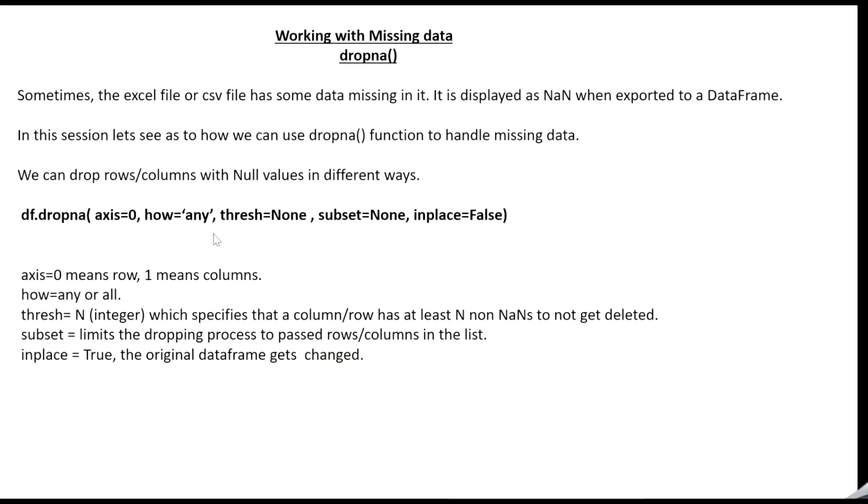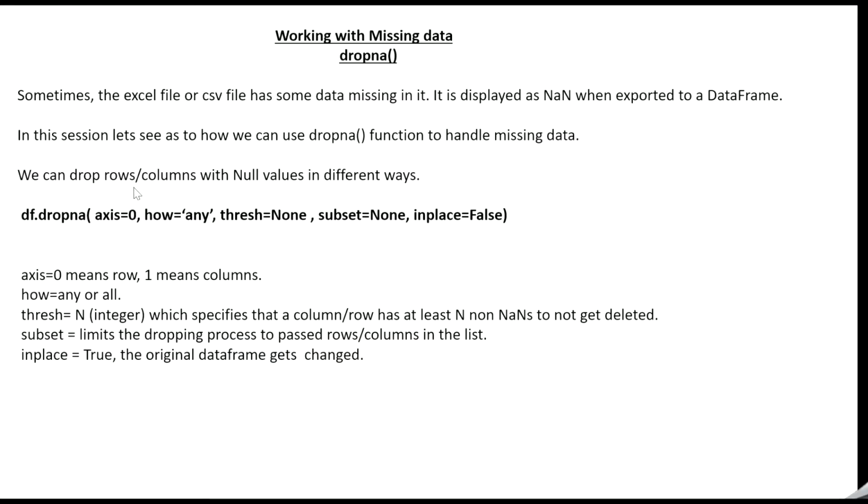Sometimes we have an Excel sheet or a CSV file and we export it into the data frame. The Excel sheet or CSV file sometimes may have data missing in it. So when we export it to a data frame, the missing values will be converted into NaN values. NaN means not a number. So in this session, let's see how we can use the dropna function to handle missing data.